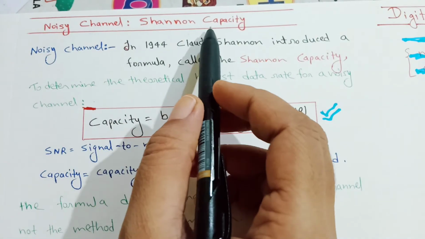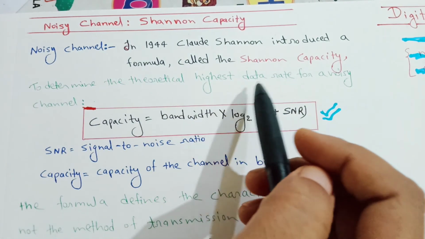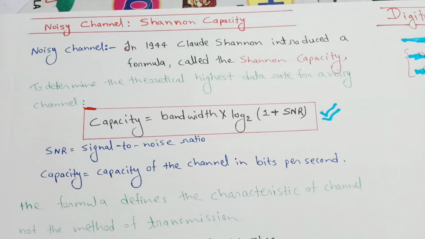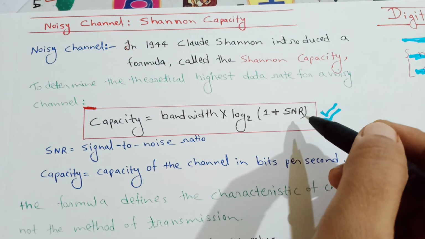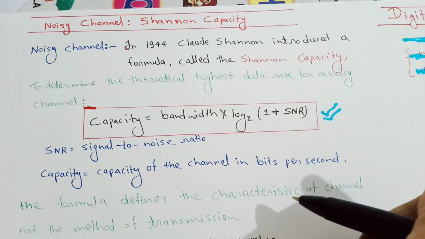So Shannon is there also. It is used to determine the theoretical highest data rate for a noisy channel. How can the data rate be transferred over a noisy channel? There must be some extra surplus points to measure the exact data, because noise will come in between the transmission of data.